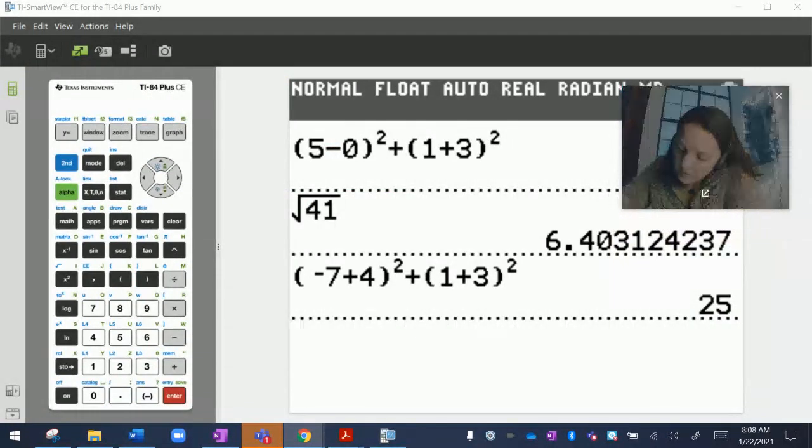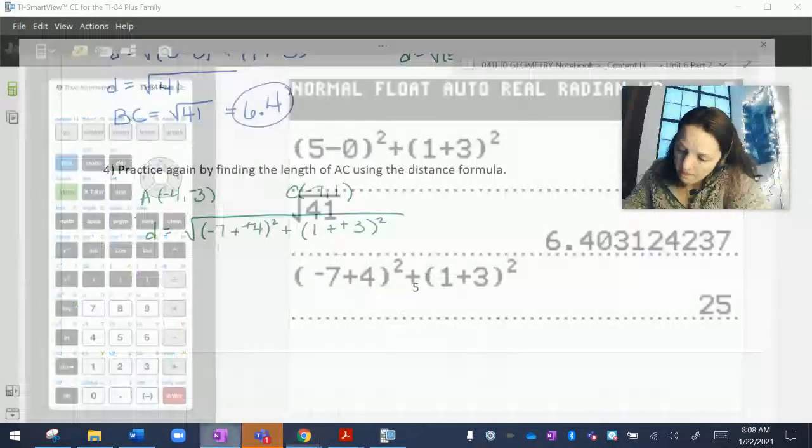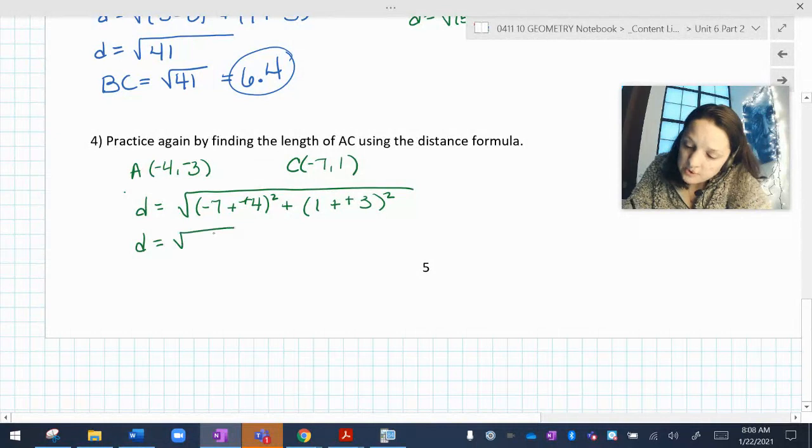And my head's in the way. 25. So I get d is the square root of 25, which is 5.